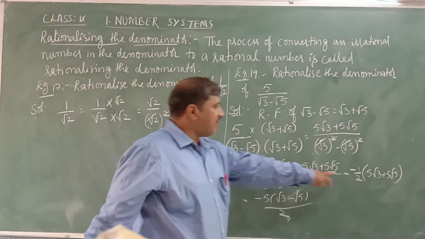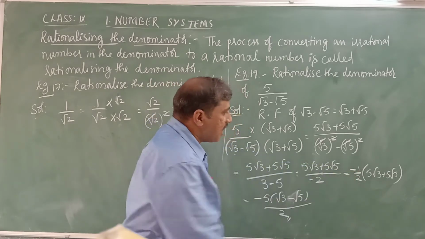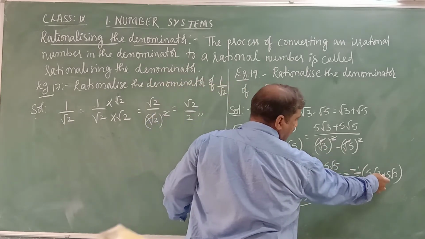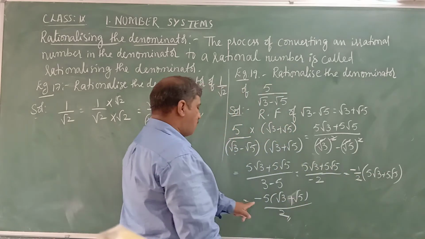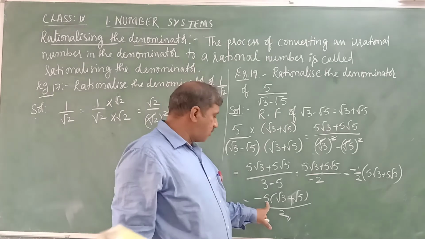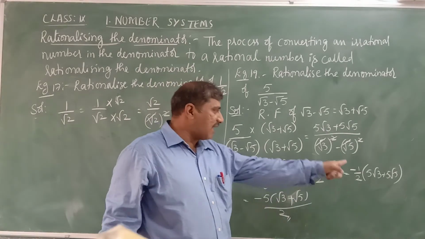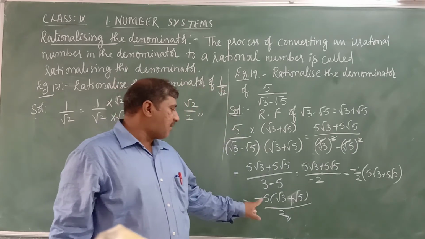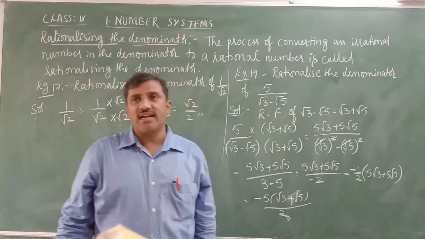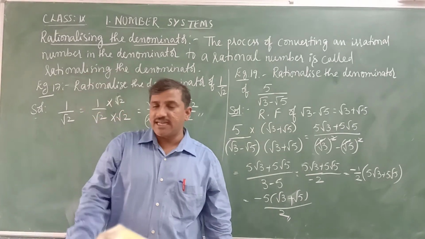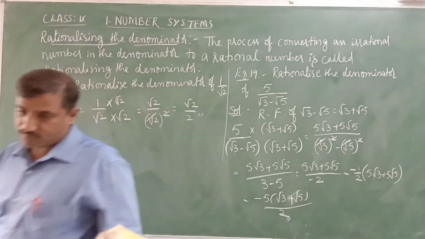When we take minus 5 common, minus 5 into root 3, here plus is there, and here also we take minus 5 common, then we get plus. So minus 5 into root 3 plus root 5 by 2. If you multiply, we get the same result: minus 5 root 3 minus 5 root 5 by 2. Like this we can rationalize the denominators. Still we will discuss a few more questions of the same kind.